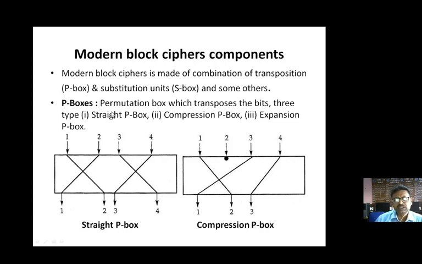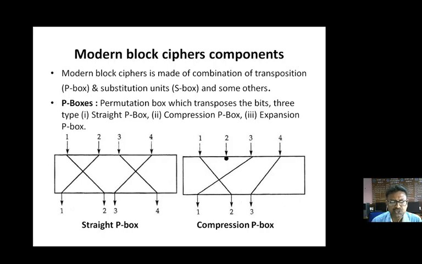Now the P-box is also called a permutation box. The purpose of using the permutation box is to transpose the bits. Transposing the bits means the positions of the bits are changed. In different modern block ciphers, we use 3 types of P-box. One is the straight P-box, the second is the compression P-box, and the third is the expansion P-box. So let us first discuss the straight P-box.